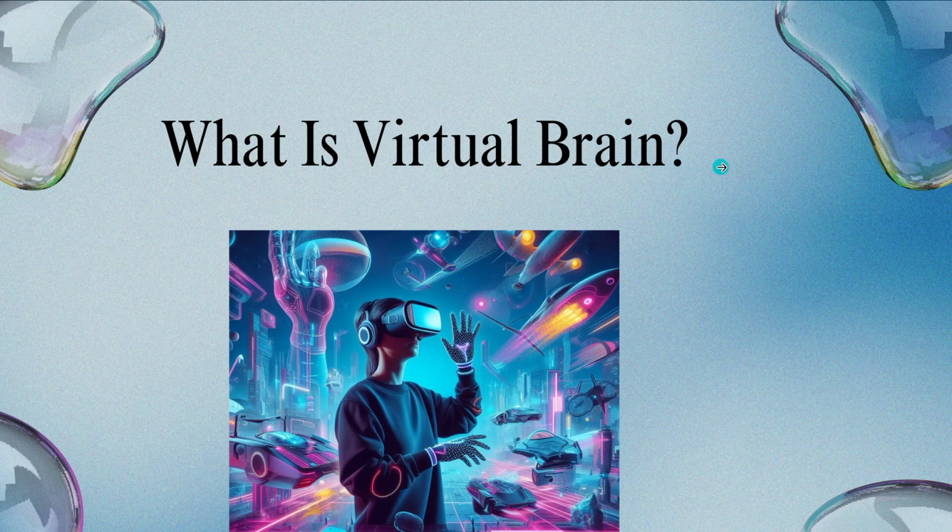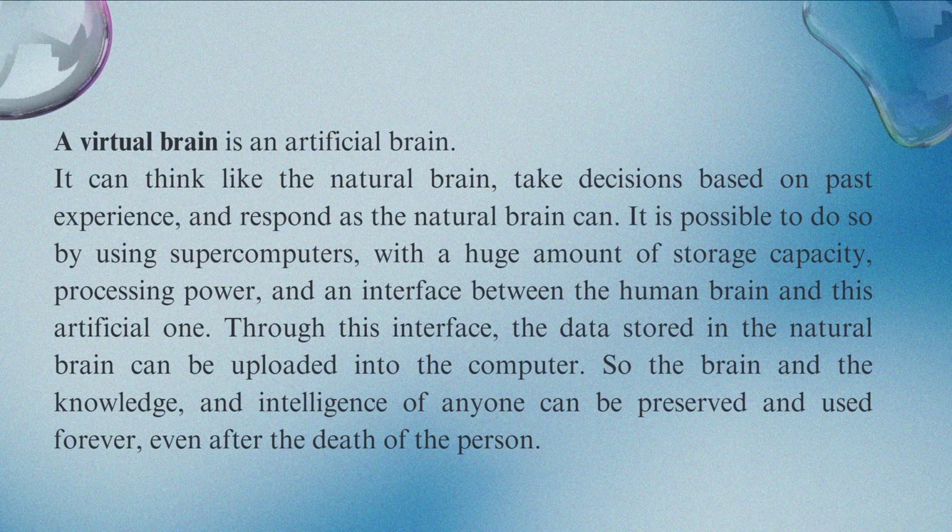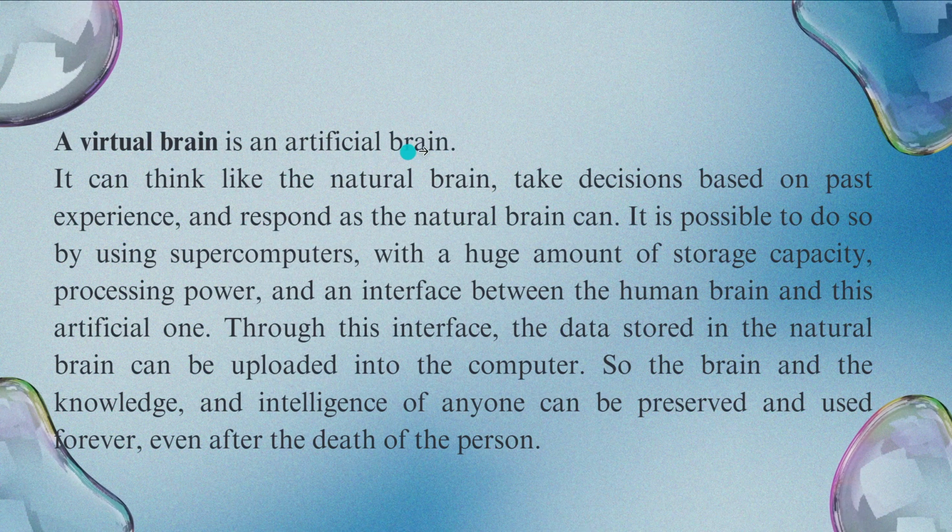Then what is virtual brain? Virtual brain means artificial brain. Our blue brain project comes under this only. A virtual brain is an artificial brain. It can think like a natural brain, take decisions based on past experience and respond as a natural brain can. It is possible to do by using supercomputers with a huge amount of storage capacity, processing power, and an interface between the human brain and this artificial one.